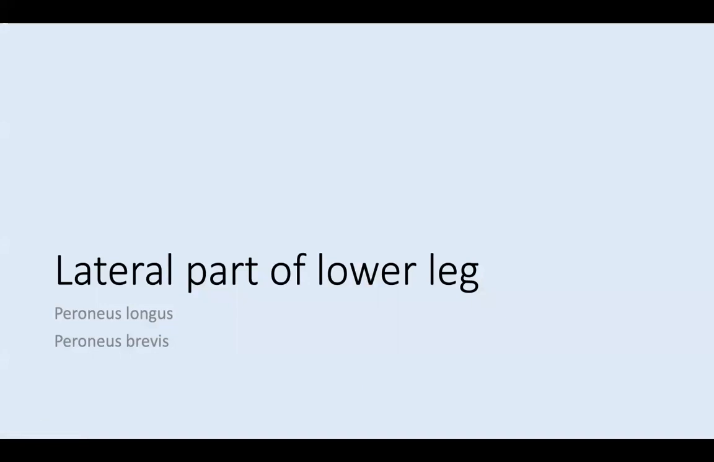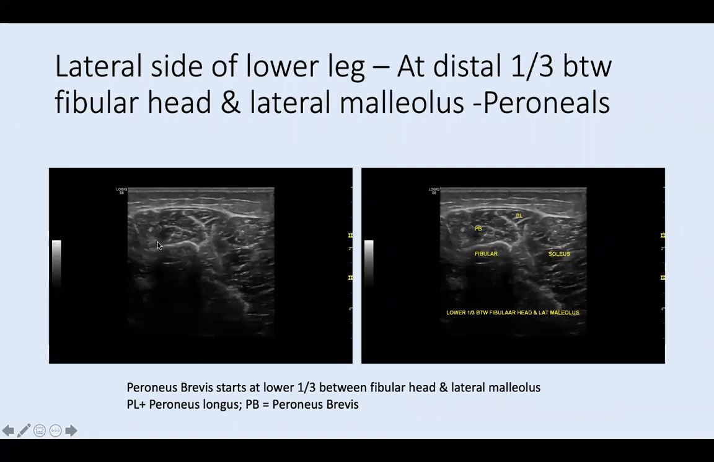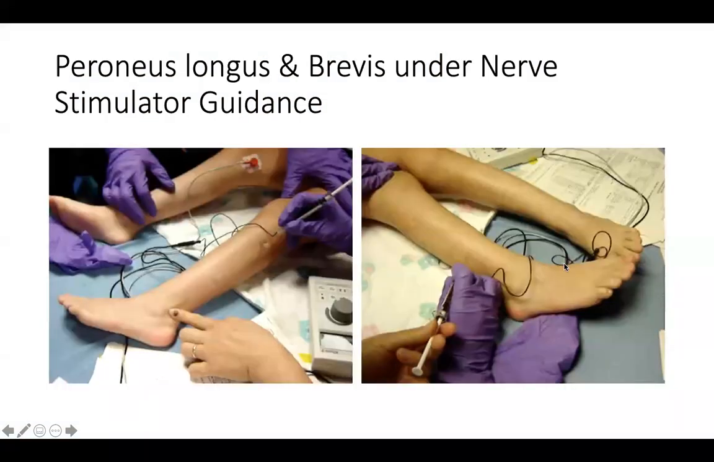So let's take a look at the lateral part of the lower leg. From the fibular head to the lateral malleolus, one third distal and two thirds distal. We usually get the motor point of peroneus longus at one third distal. Peroneus brevis is two thirds distal from the knee. And then these are the ultrasound findings: fibular, peroneal muscles, peroneus longus, brevis, and soleus.